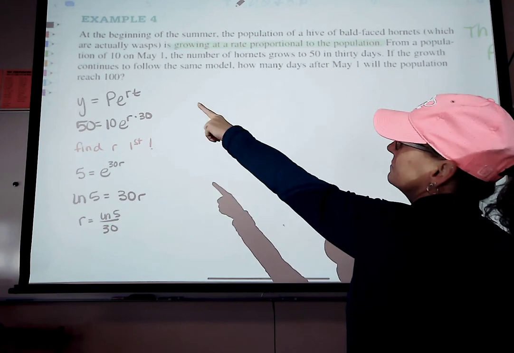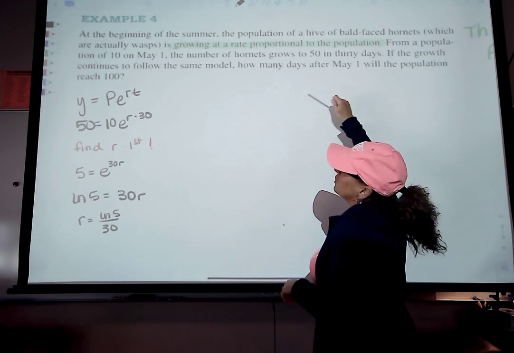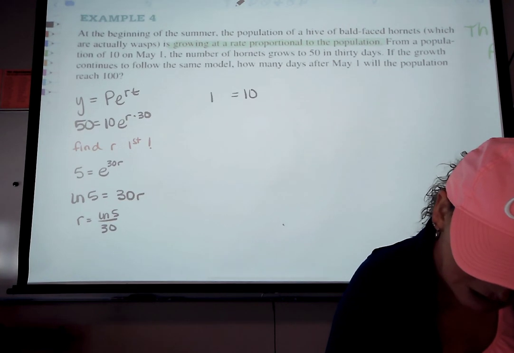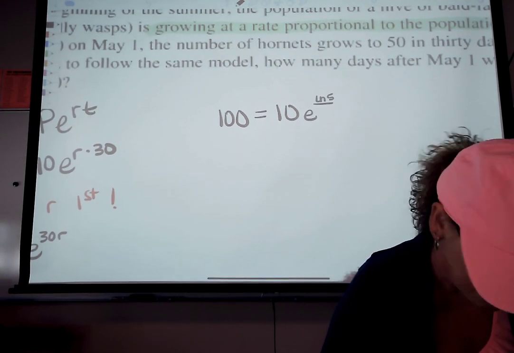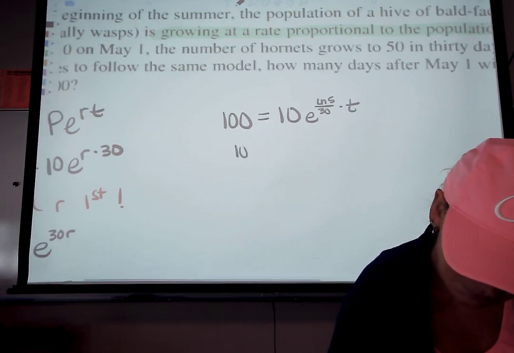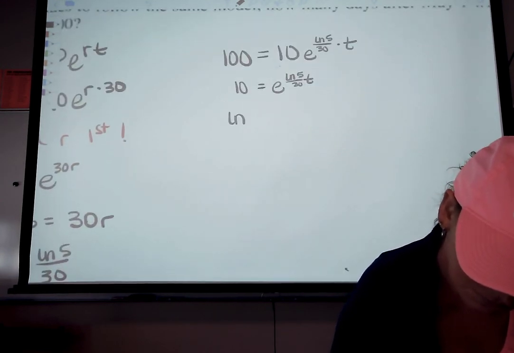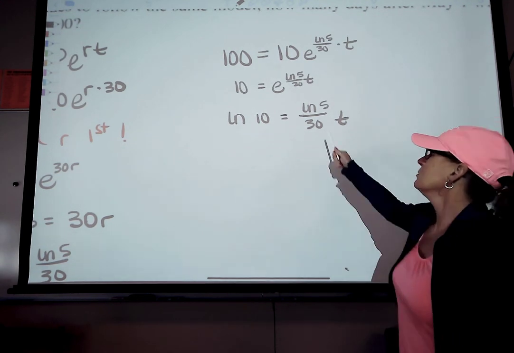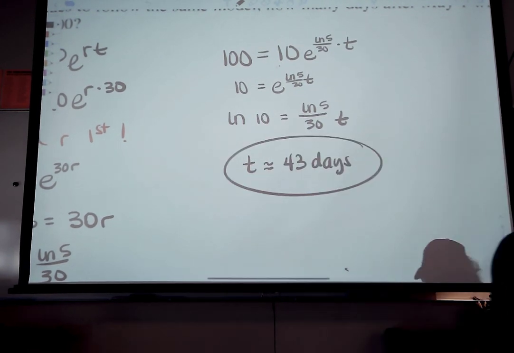Okay, what else does it ask? So at that rate, how many days after May 1st? Now remember on May 1st there were 10. How many days time will the population reach 100? Oh, all right. So if we start with 10, how long will it take to get to 100? So use the same rate that we just found. And t is what we're solving for. Multiply by the reciprocal. And I got 43 days.